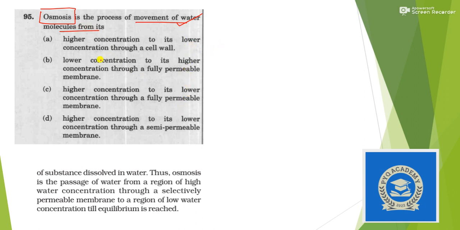Okay, in one option it is given that molecules move from higher concentration to lower concentration, and in another option it is given that lower concentration to higher concentration. So think, is it possible that water can move from lower concentration to higher concentration? No, it is not possible. So the option having lower to higher is cancelled. Now in each option we are left with higher concentration to lower concentration through cell wall.